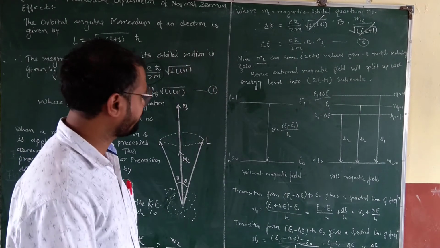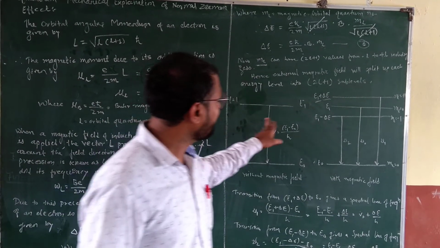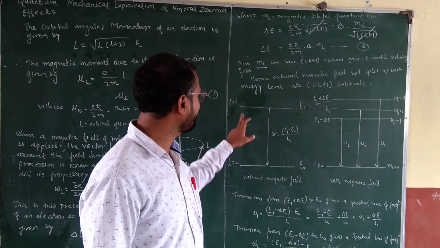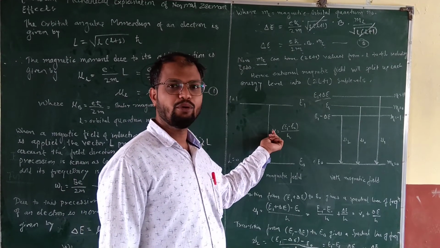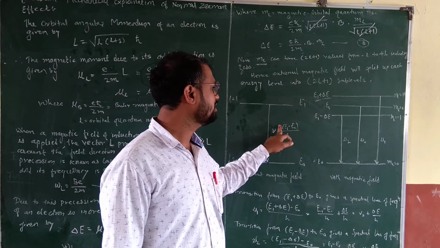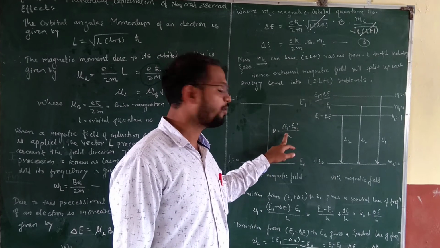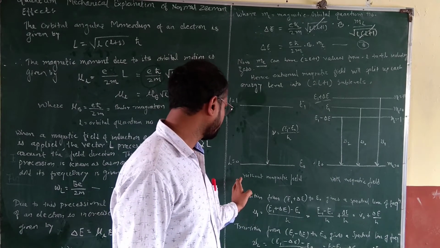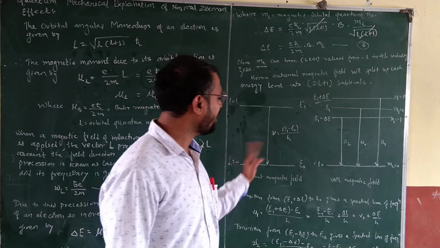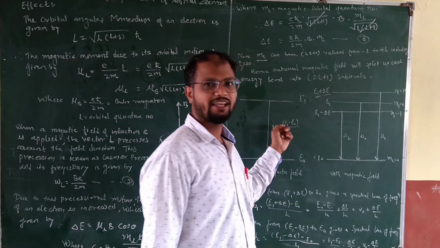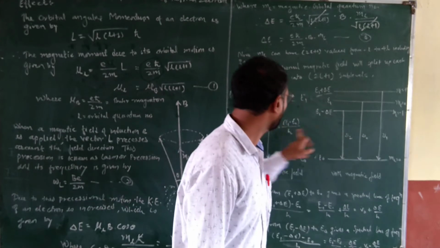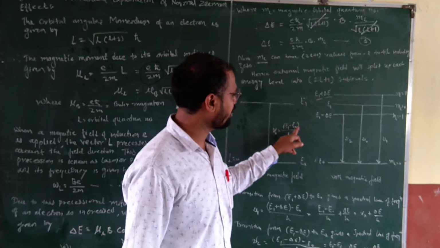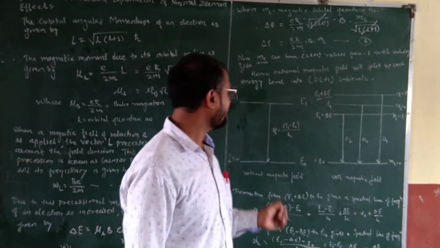So by considering this magnetic field, this energy, this frequency, without magnetic field, the frequency is given by small v is equal to E1 minus E naught upon h cross. With magnetic field, this frequency is as it is, that is v0. I put here v0 is equal to E1 minus E naught upon h.